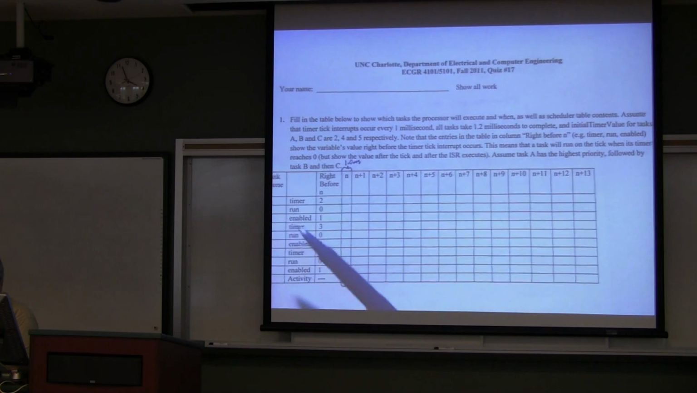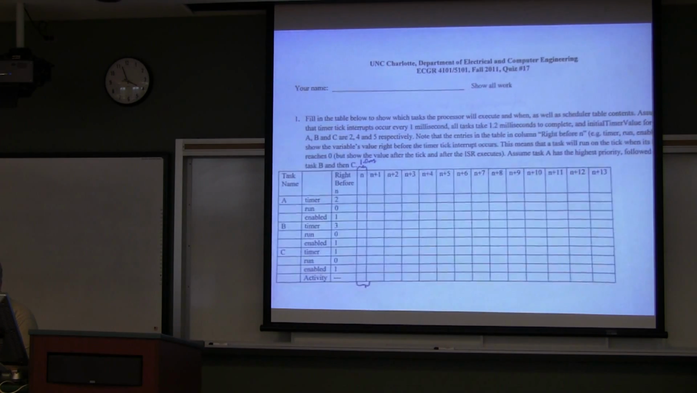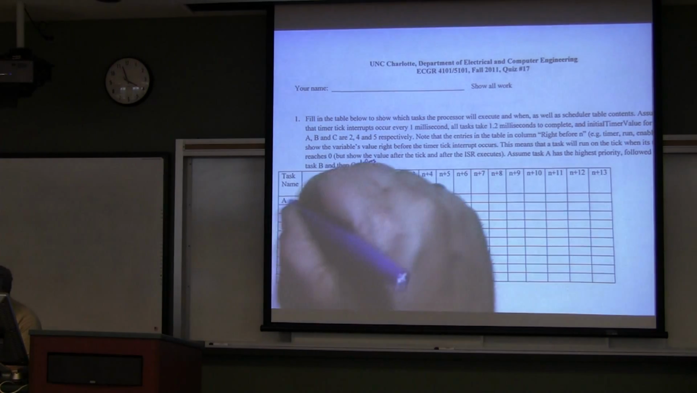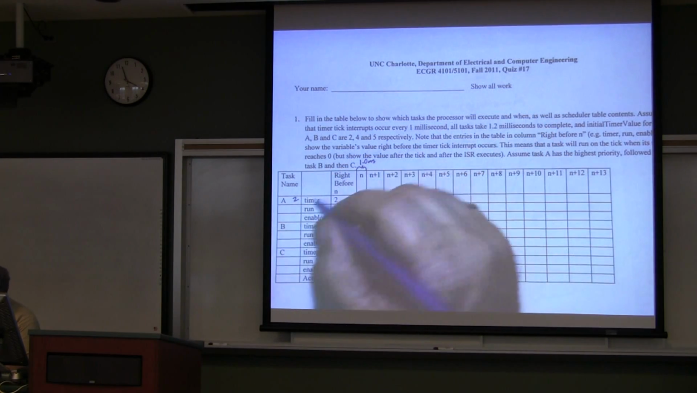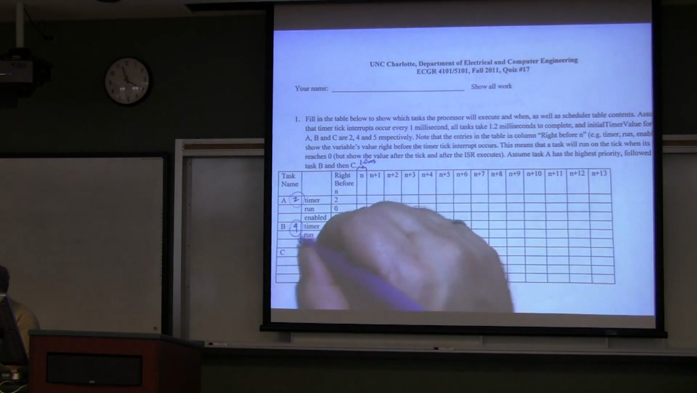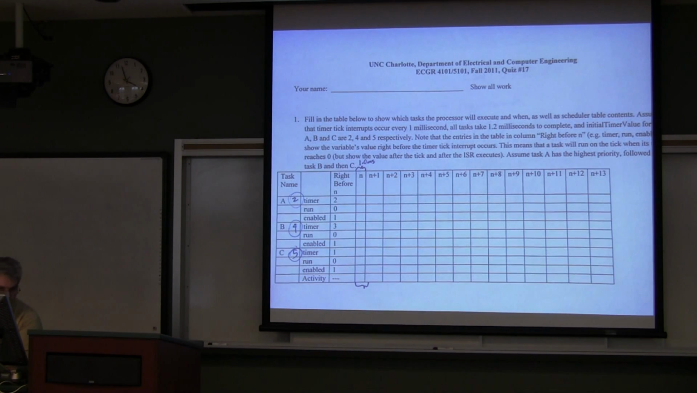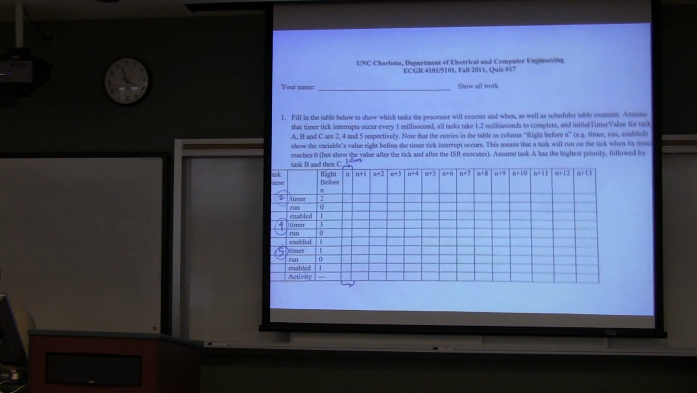A, B, and C are 2, 4, and 5 respectively. That's the initial value, right? So I'll just keep this in mind. The initial value for A is 2 for the timer. It is 4 for this task, and it is 5 for this task. That's the frequency of how often each one of those tasks will run. That's the initial timer value.